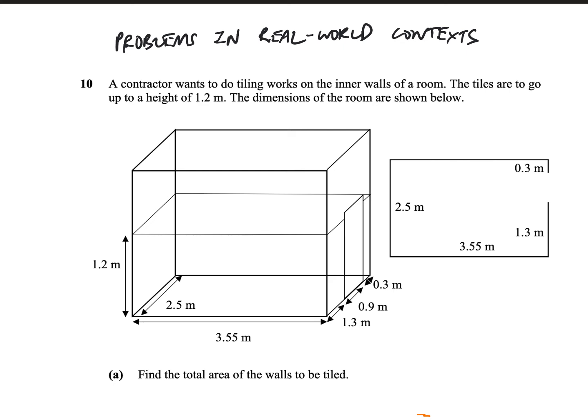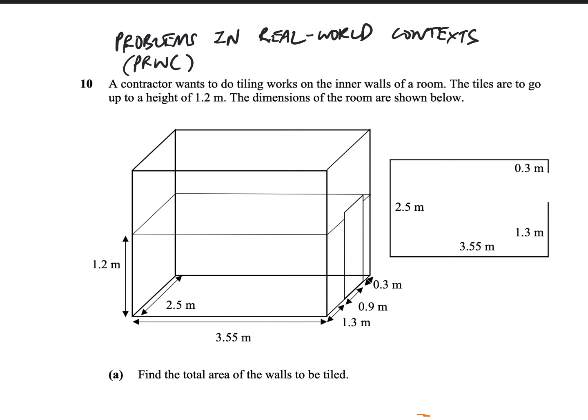Hi everyone, today we're looking at problems in real-world contexts, or PRWC for short. It's basically an O-level type of question, usually at the end of a paper, where we give you a problem in the real world and you have to use math to solve these very real problems. Let's just jump right in to get clearer. Here's an example of what it might look like.